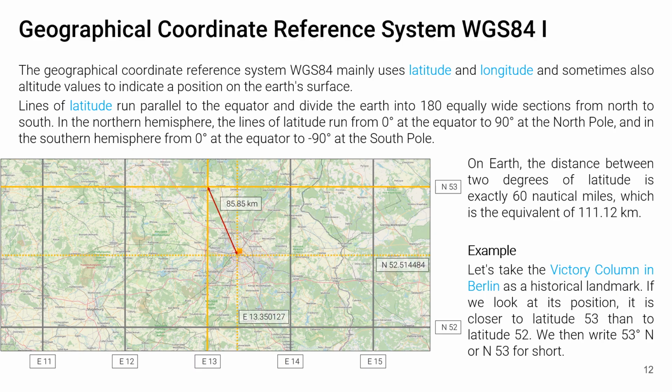On Earth, the distance between 2 degrees of latitude is exactly 60 nautical miles, which is the equivalent of 111.12 kilometers. Let's take the Victory Column in Berlin as a historical landmark. If we look at its position, it is closer to latitude 53 than to latitude 52. We then write 53 degrees north, or N53 for short.